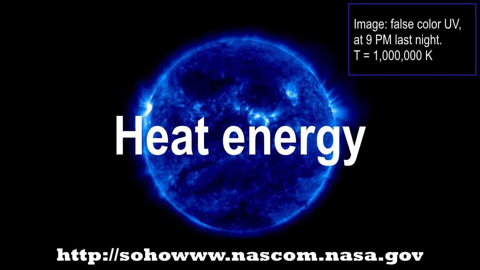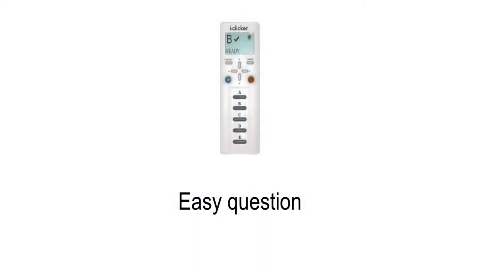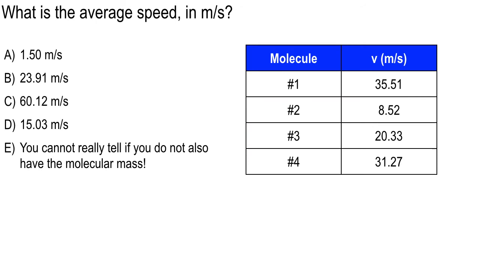Let me ask you an easy question first, using your eye clicker. And believe it or not, this is related to heat and temperature concepts. What is the average speed of this set of 4 molecules? We've got 4 molecules, so go ahead and compute. This is something you can do on paper, so I'll give you a minute if you don't have your calculator.